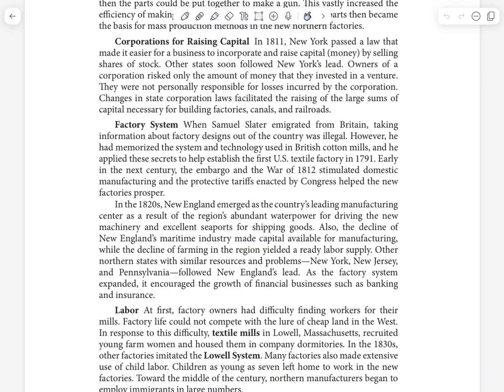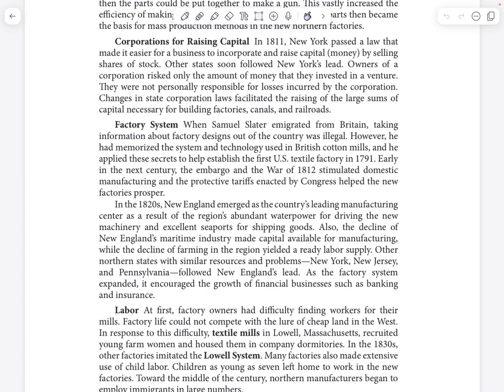Factory system. When Samuel Slater immigrated from Britain, taking information about factory designs out of the country was illegal. However, he had memorized the system and technology used in British cotton mills, and he applied these secrets to help establish the first U.S. textile factory in 1791.